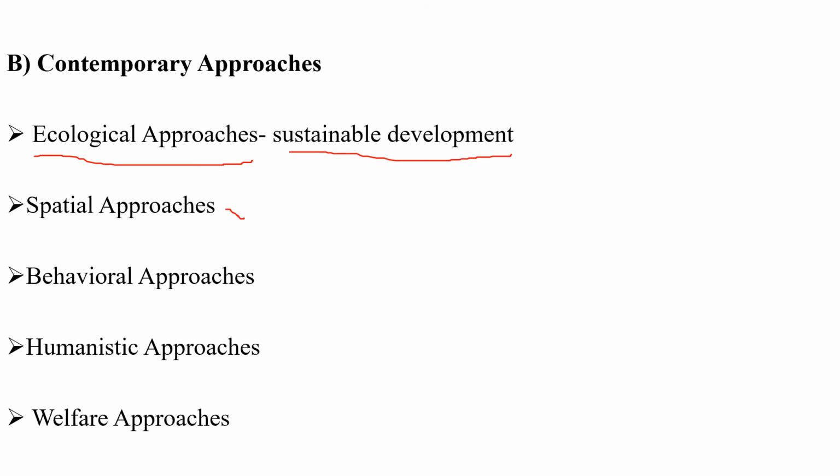The second important contemporary approach of human geography is the spatial approach. Spatial approach means there are many things concerned with specific locations, and their study is an important part of our human geography. For the spatial approach, we can get examples of many things which are observed only in a particular area. We can take the example of kangaroos. Kangaroos are only located in Australia.